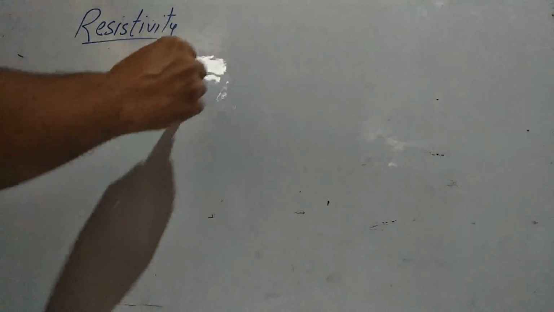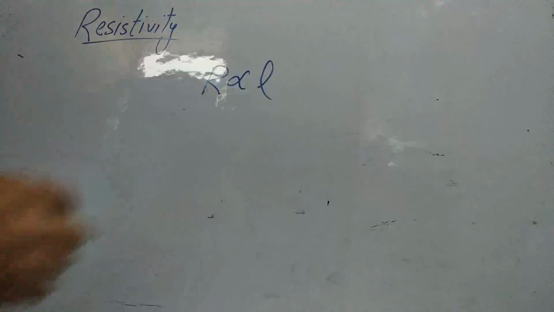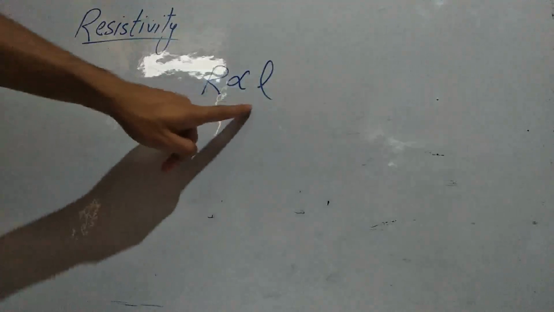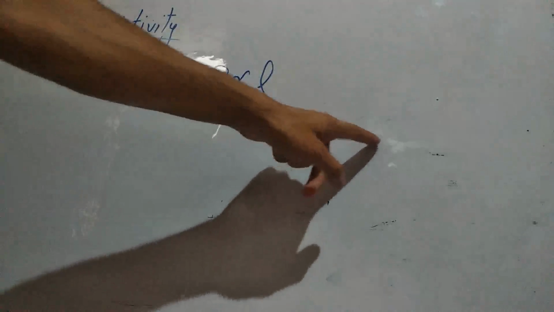My dear students, I welcome you again with another video lecture on electricity. In the previous video we talked about the factors on which the resistance of a conductor depends. We said that the resistance of the conductor is directly proportional to the length of the material. That is, R is directly proportional to length. As the length of the conductor increases, the resistance will also increase.